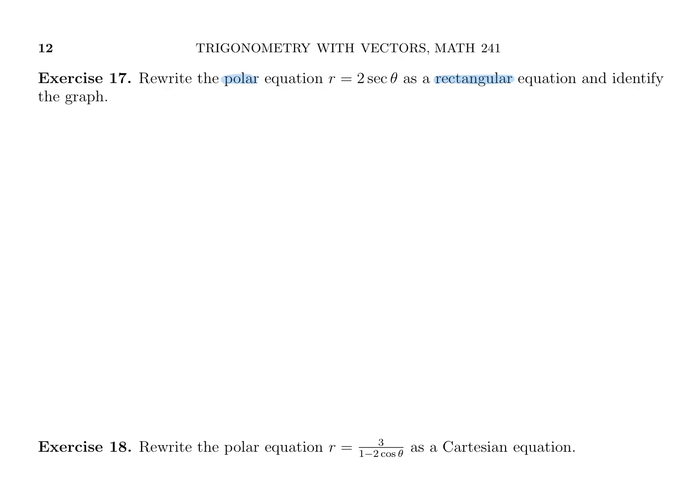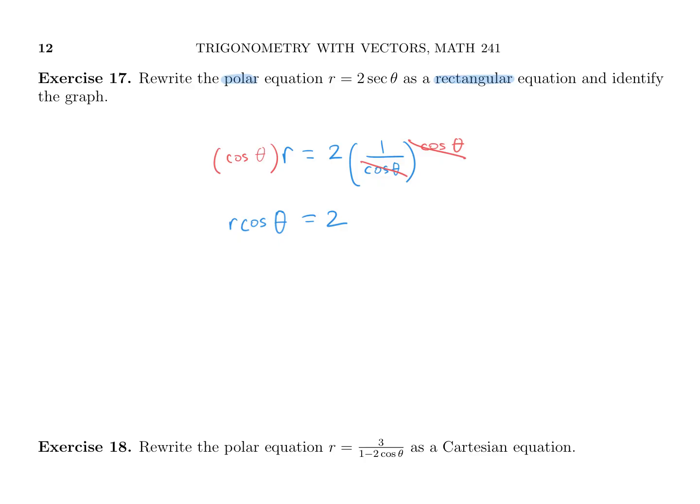Okay, so let's see what we could do. This time we want to replace the r's and thetas with x's and y's. So let's use the definition of secant to rewrite this equation as r equals 2 times 1 over cos theta. Okay, we can multiply both sides of the equation by cos theta, and the reason I want to do that, you will see in just a second, is because now I have r cos theta equal to 2.